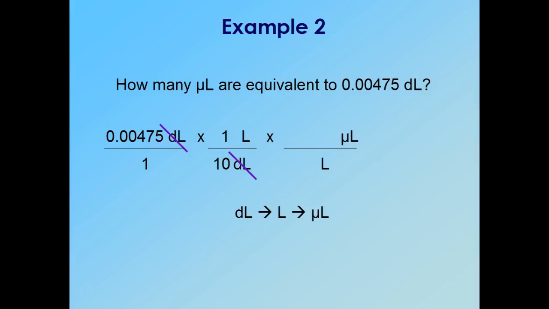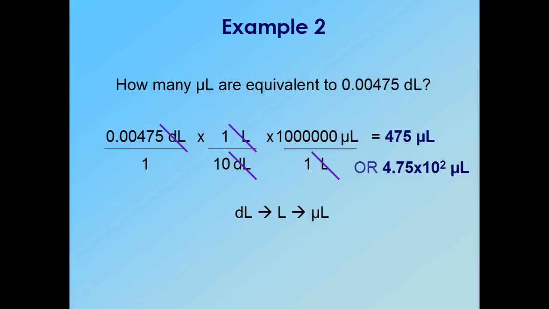And according to our chart, 1 liter is equal to 1 million microliters. So the liters are gone. We've got to the units that we want to have in our answer, so we multiply and divide. Again, the defined quantities for deci and micro do not affect sig figs. 0.00475 has 3 sig figs, so I want 3 sig figs in my answer, 475 microliters, or I can write this in scientific notation as 4.75 times 10 to the second microliters.